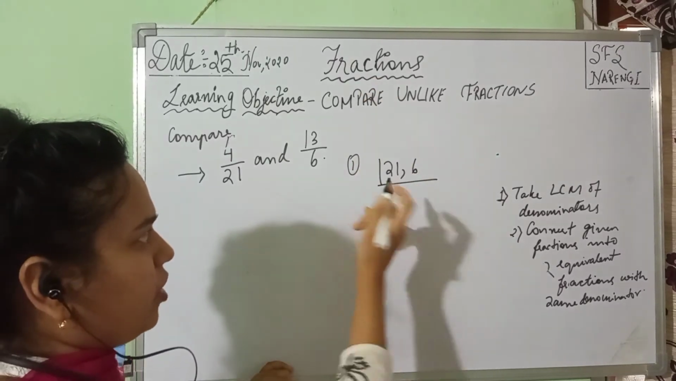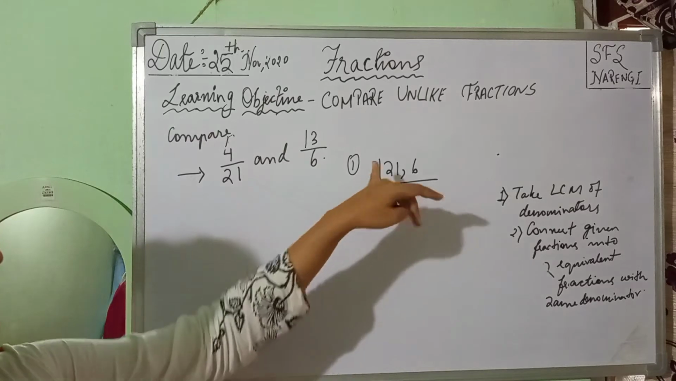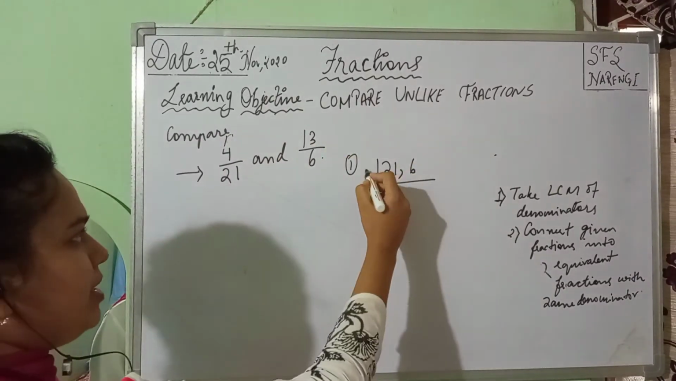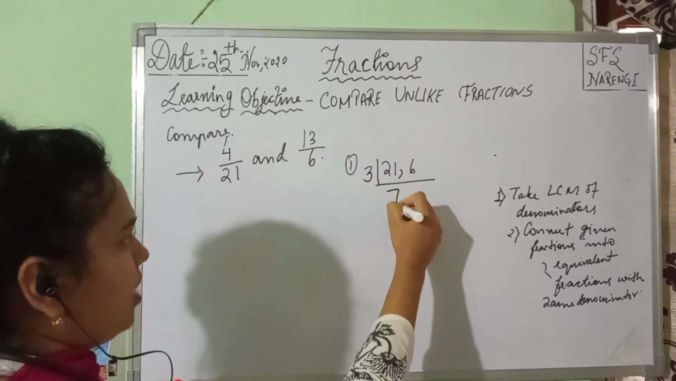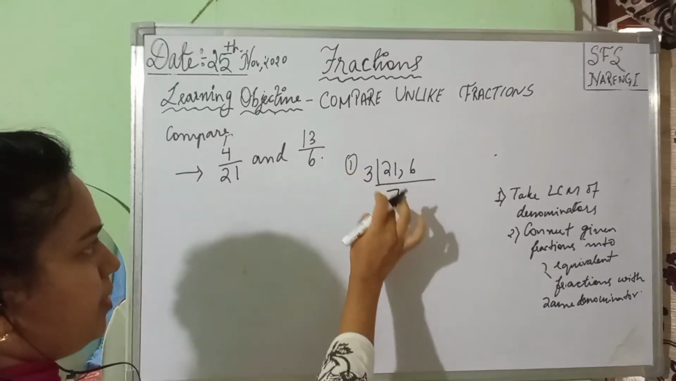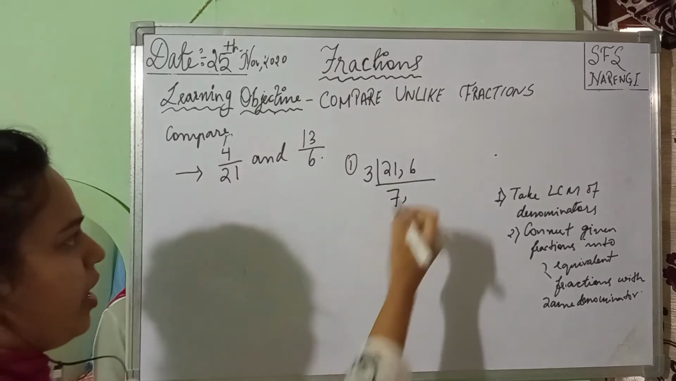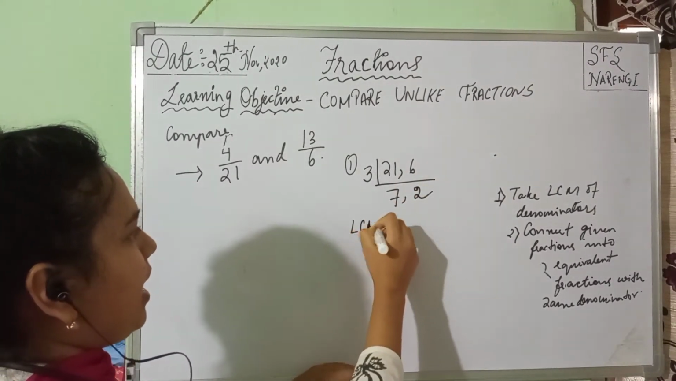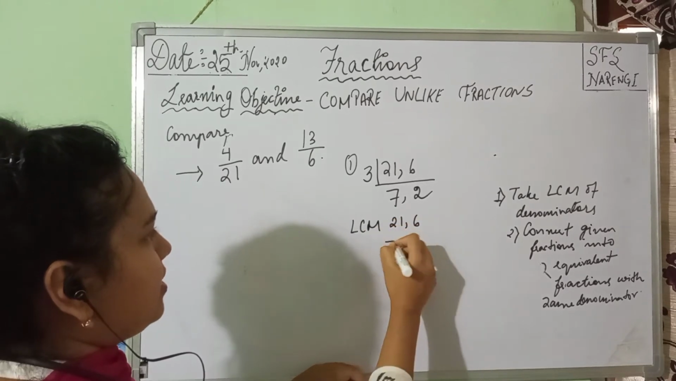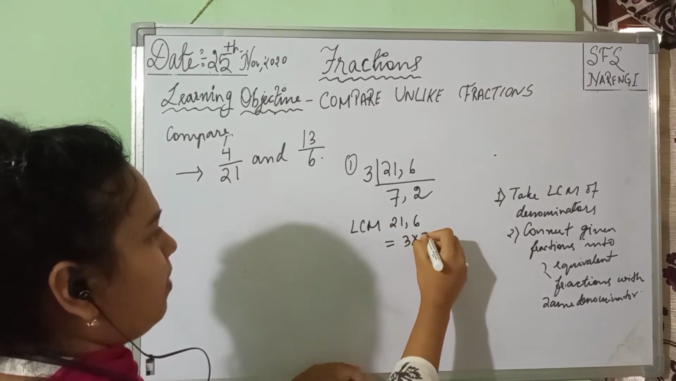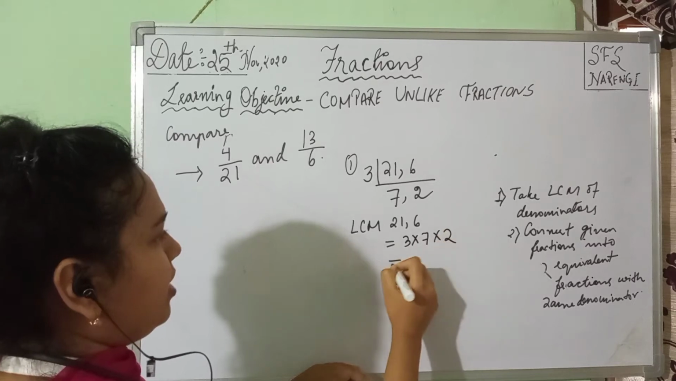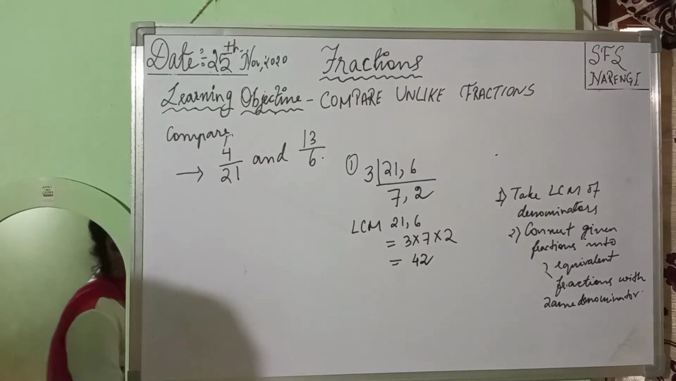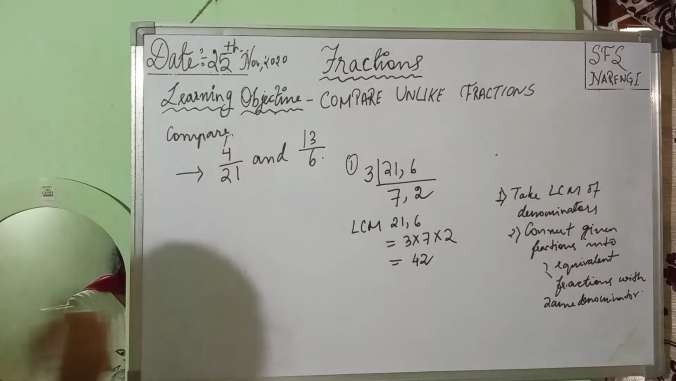I do the prime factorization. I can see that 21 and 6 are divisible by 3. So I will take the prime factorization by 3. I'll get 3 multiplied by 7 is 21 and 3 into 2 is 6, right? So LCM of 21 and 6 is 3 multiplied by 7 multiplied by 2. That is 7 into 6 is 42. Okay?